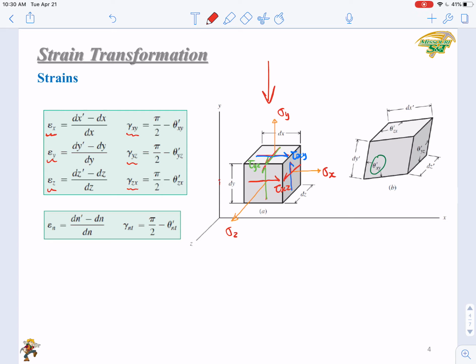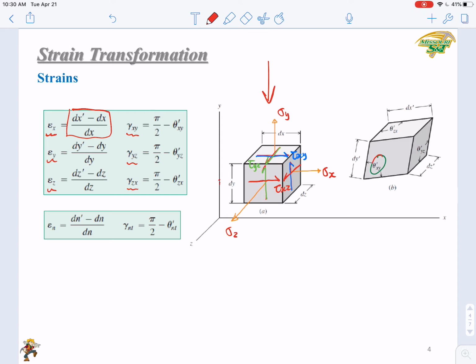I just find out the elongations along different directions over the original length. So epsilon x equals (dx prime minus dx) over dx. In the same way, you can find epsilon y and epsilon z. Then how about the shear strains?